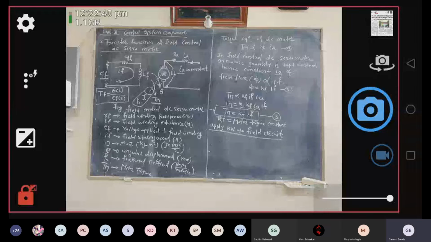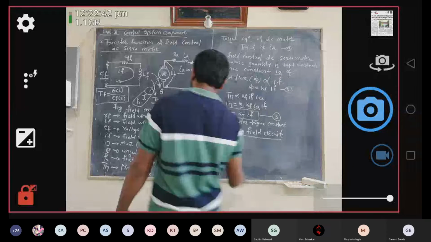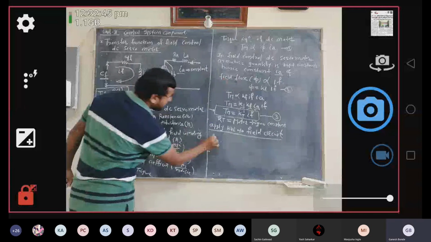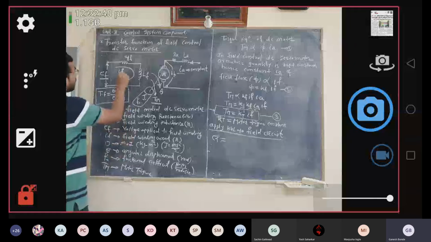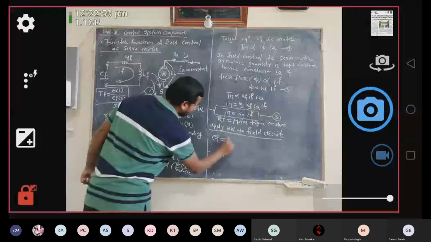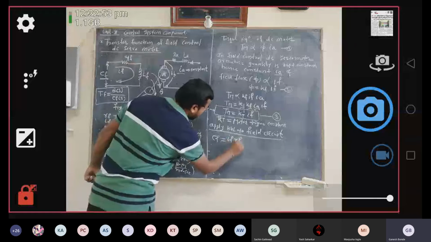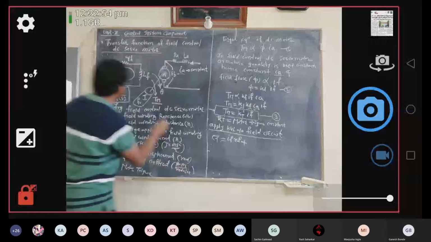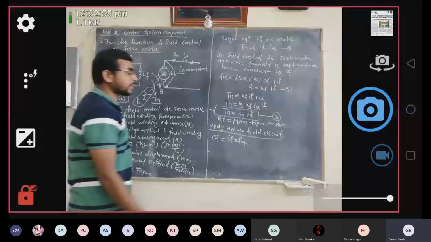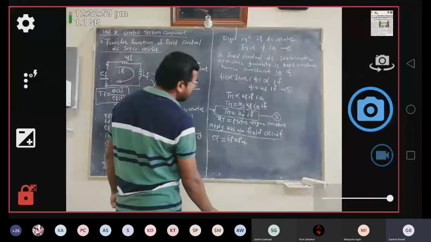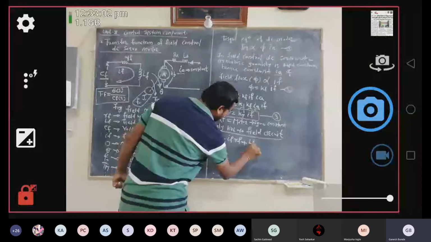Okay, so write down the equation. Here EF, the input applied voltage, is EF equal to IF into RF plus, what is the expression for voltage across inductor? So that is in general L di by dt. So therefore here it is LF into dIF upon dt. So the equation number 4 for this.